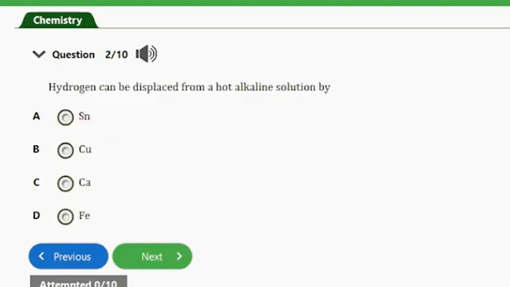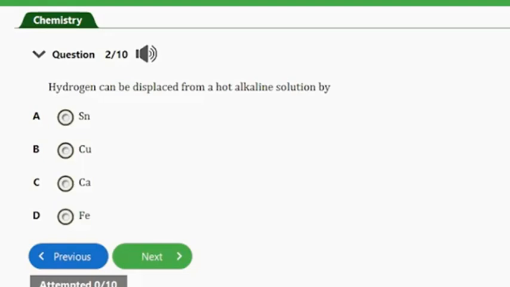Question number 2. It says, hydrogen can be displaced from a hot alkaline solution by A, tin, B, copper, C, cadmium, and D, iron. The answer to this question is option A, and that's tin.